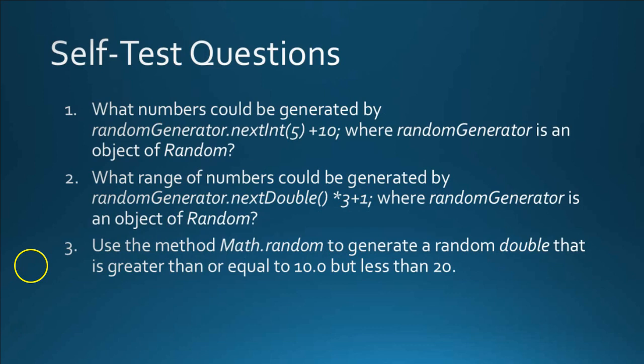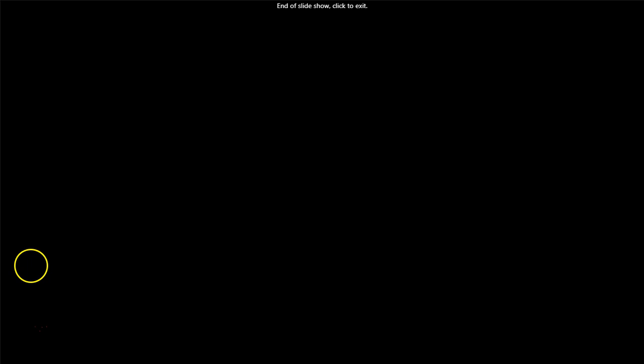And here are your self-test questions. Number 1. What numbers could be generated by randomGenerator.nextInt(5) plus 10, where randomGenerator is an object of Random? Number 2. What range of numbers could be generated by randomGenerator.nextDouble times 3 plus 1, where randomGenerator is an object of Random? Number 3. Use the method Math.random to generate a random double that is greater than or equal to 10, but less than 20. And that wraps up our lesson, folks.